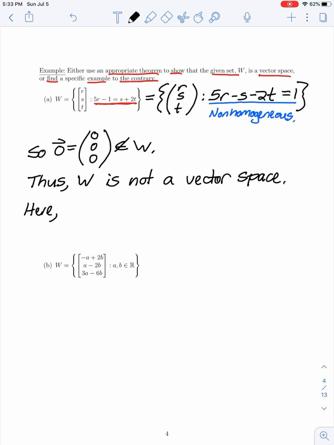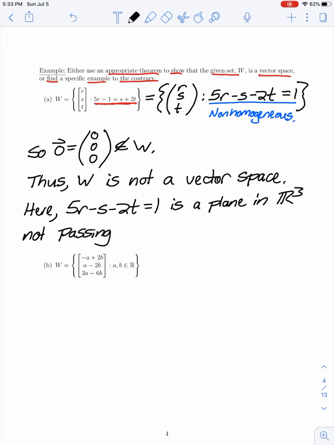So we could say here 5R minus S minus 2T equals 1 is a plane in R3, which does not pass through the origin. So if our plane does not contain the origin, we saw in our last section it cannot be a subspace because it doesn't contain the zero vector.